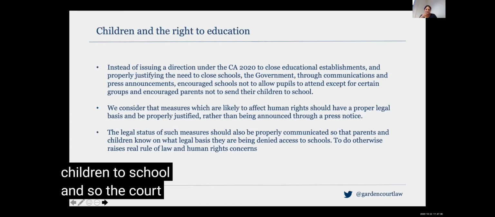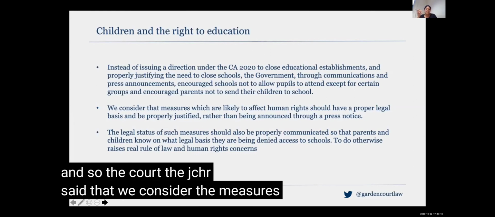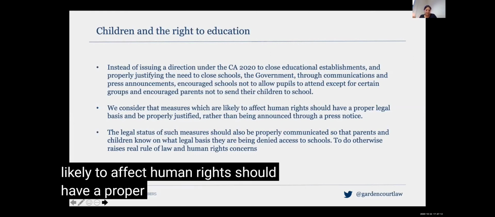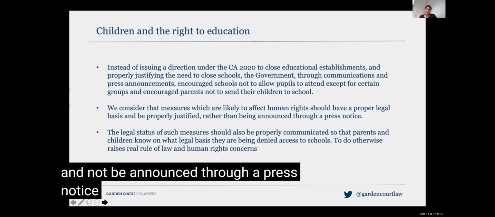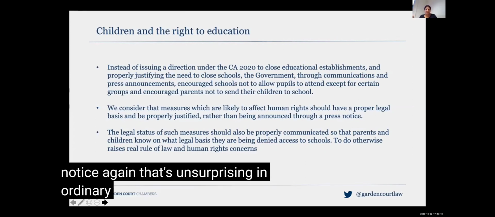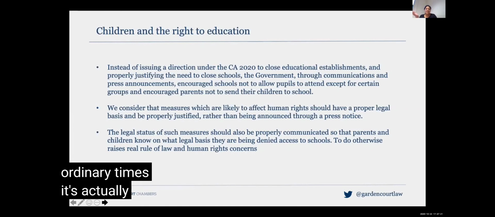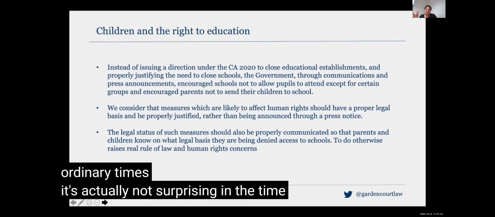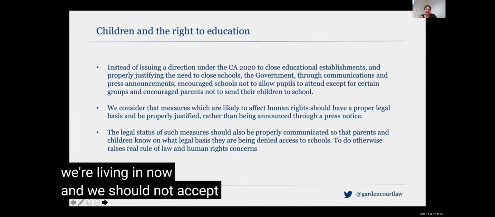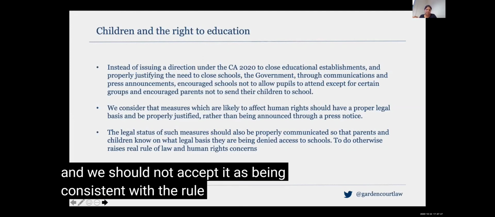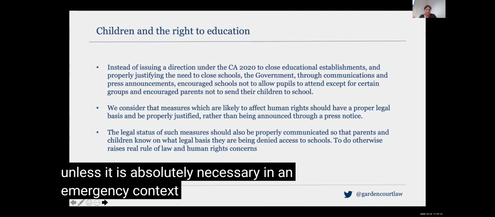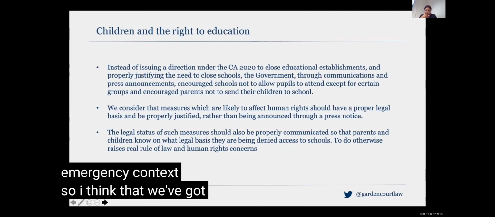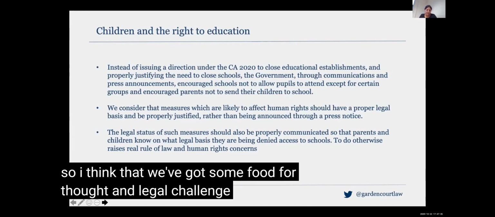And so the JCHR said that measures likely to affect human rights should have a proper legal basis, be properly justified, and not be announced through a press notice. Again, that's unsurprising in ordinary times. It's actually not surprising in the time we're living in now, and we should not accept it as being consistent with the rule of law unless it is absolutely necessary in an emergency context. So I think we've got some food for thought and legal challenge there.